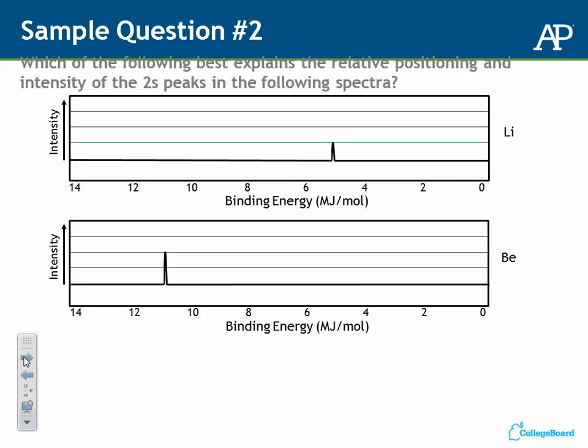Lithium with its 3 protons, whereas beryllium having 4 protons, beryllium is going to hold those electrons a little bit tighter, and therefore its binding energy is going to be higher. And we can see that the peak of lithium is also 1/2 of the relative size of the peak of beryllium, which means beryllium has twice as many electrons in that first subshell as lithium does.